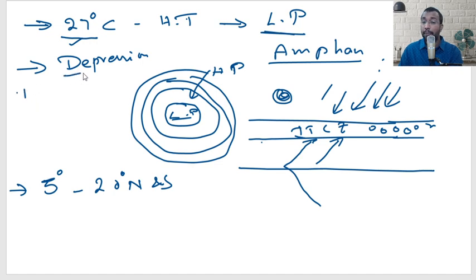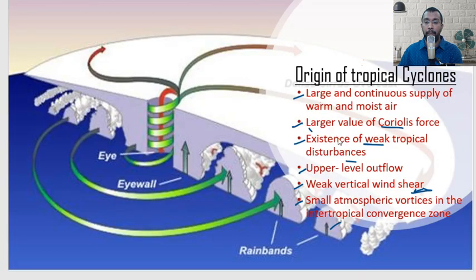A tropical depression now originates. A 27 degrees Celsius rise in temperature and a good amount of vortices in the atmosphere help you see this origination of depressions. And the moment depressions are there, it also looks for a good amount of Coriolis force.